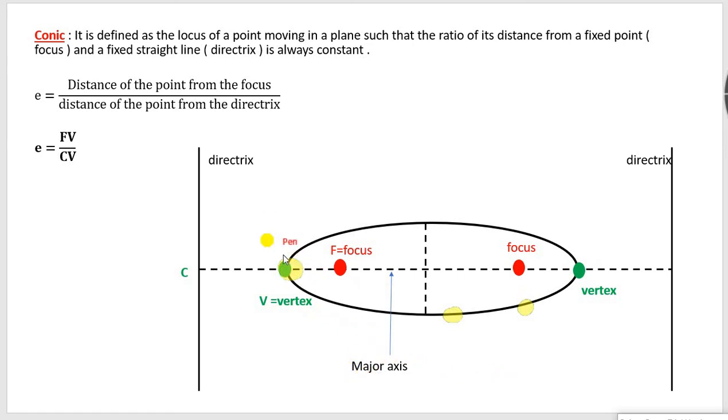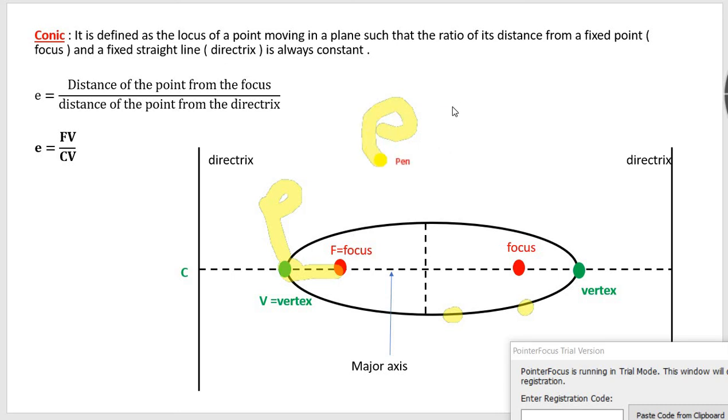So according to the definition, the distance of any point from the fixed point, PF, the distance of the point from the focus, or in this case P and V are the same, so I can say VF, divided by the distance of the same point from the directrix, is constant, and that constant term is known as your eccentricity.